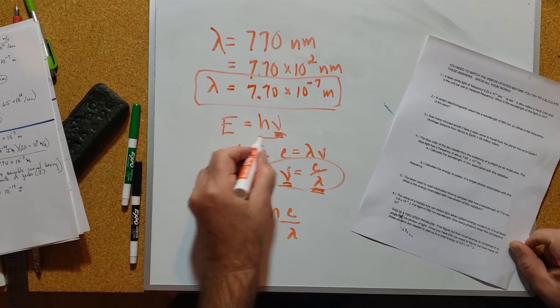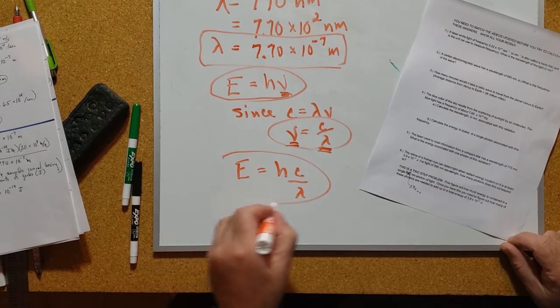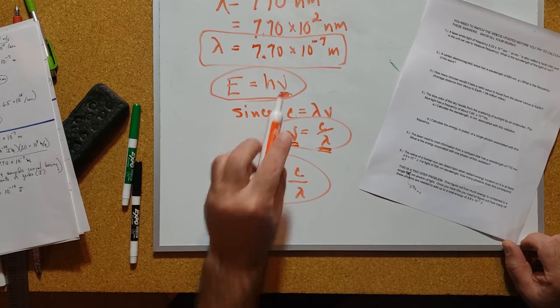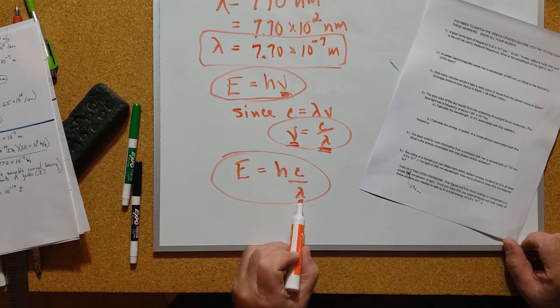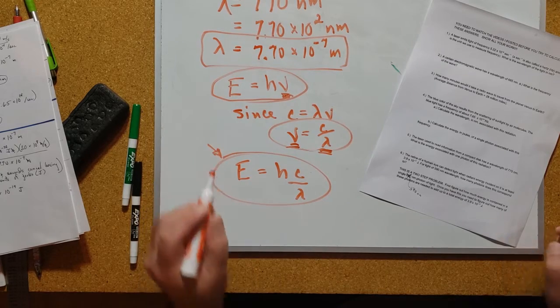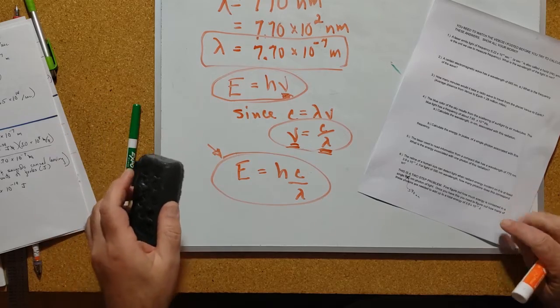So you may want to copy this in your notes. There are 2 different equations I could use for computing energy. One requires me to know the frequency. The other one requires me to know the wavelength. It is this guy right here that I'm going to be using in this particular case. All right, hc over lambda.